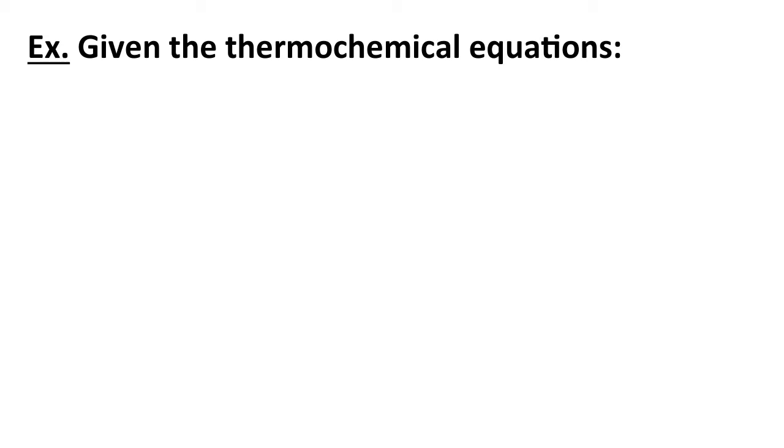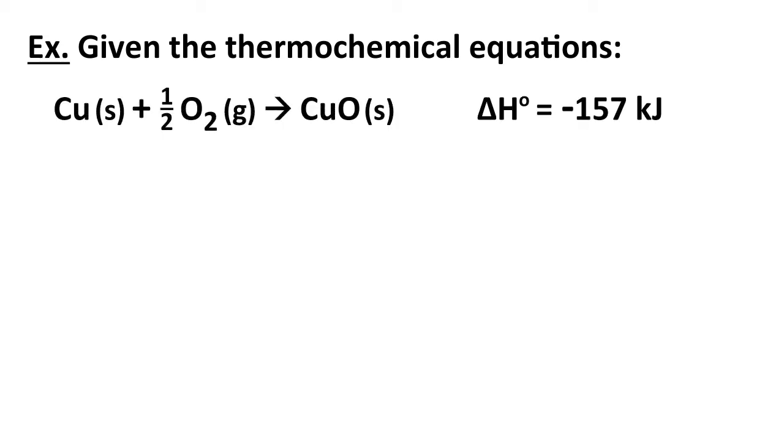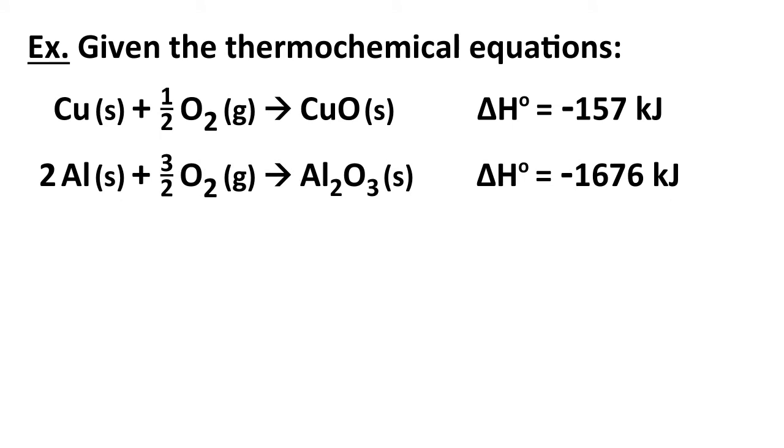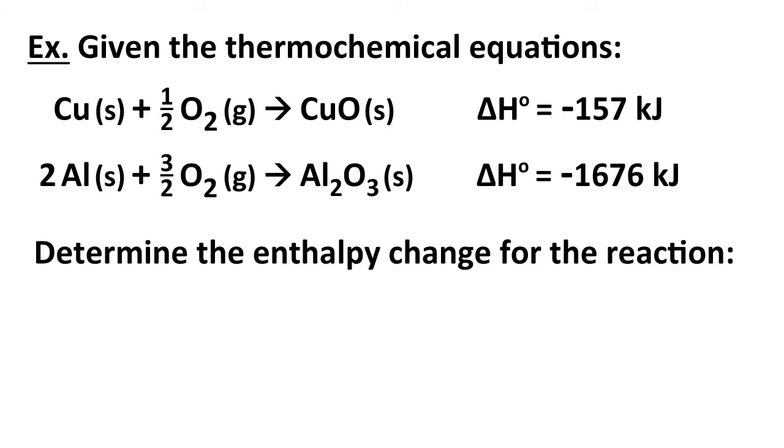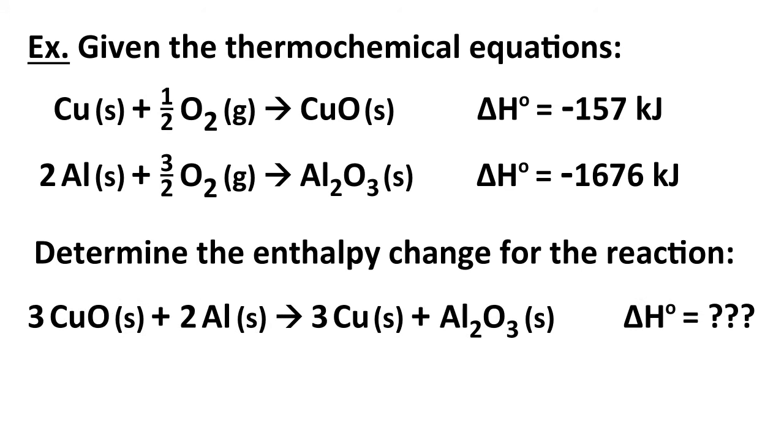So, in this example, we are given a couple thermochemical equations, forming copper oxide from copper and oxygen, and forming aluminum oxide from aluminum and oxygen. And we're interested in determining the enthalpy change for the reaction of copper oxide with aluminum to make copper and aluminum oxide. For the given thermochemical equations we know the delta H values. The one we're interested in, we don't know the delta H value for.